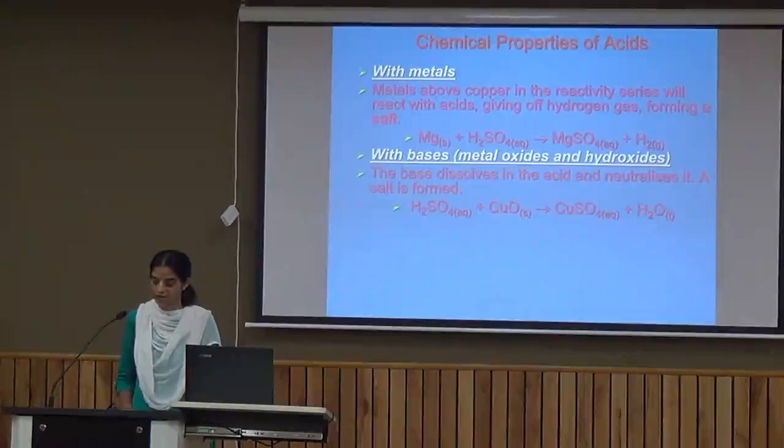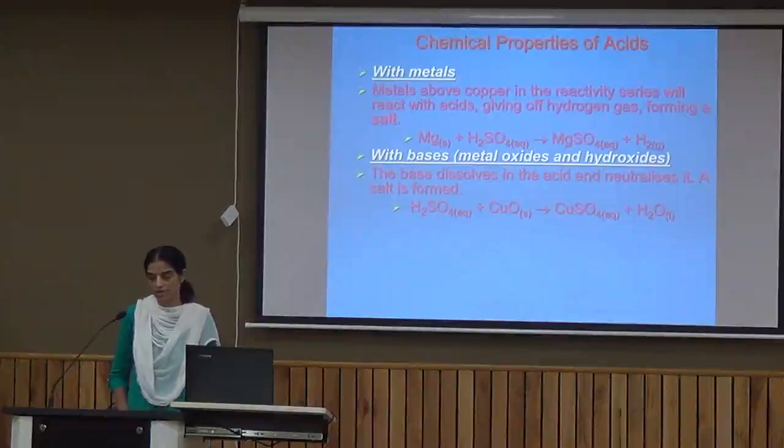And if we react bases with acids, like we know bases are generally metal oxides and metal hydroxides. So when these bases react with acid, the result is formation of salt and water. As we have already read, acid reacts with base in a neutralization reaction, giving salt and water, and in this reaction, along with salt and water, heat is also produced. So we can say this reaction is exothermic in nature.